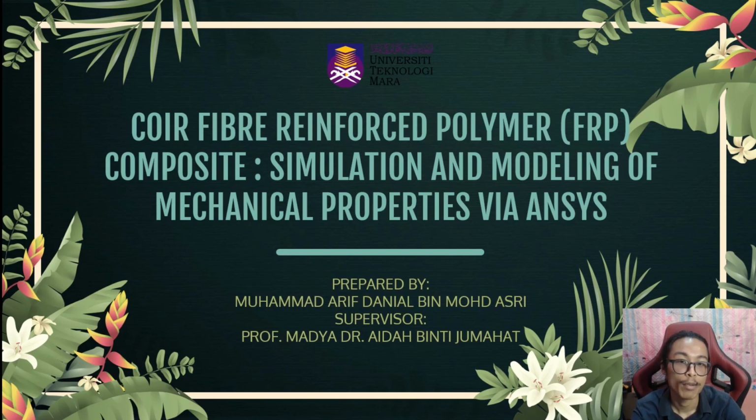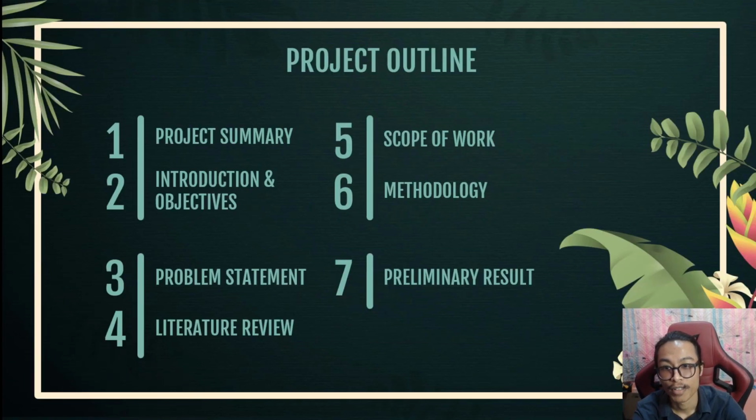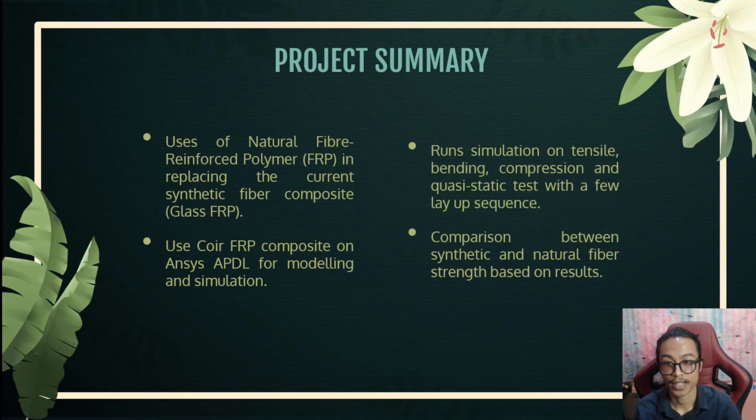So today, I will be presenting my final year project, that is Coir Fibre Reinforced Polymer Composite Simulation and Modeling of Mechanical Properties via Ansys. For the project outline, it consists of project summary, introduction and objective, problem statement, literature review, scope of work, methodology, and preliminary result.